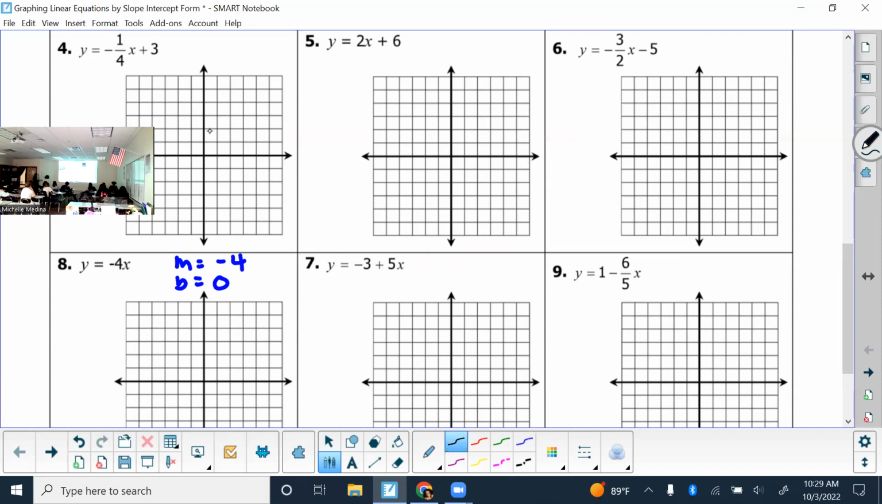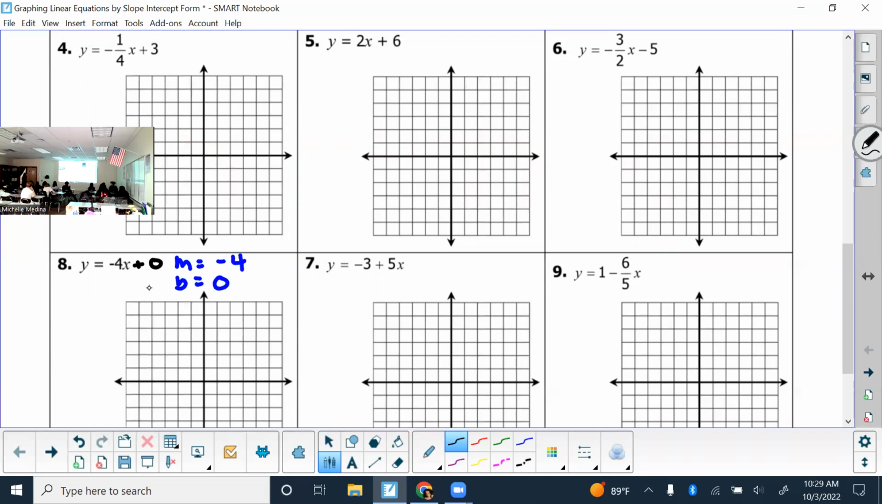What's my y-intercept? 0, because it's not written at all. So your y-intercept is whatever constant is there. And since it's not written at all, it must be 0. Because you usually don't write plus 0, do you? So it's 0 first.